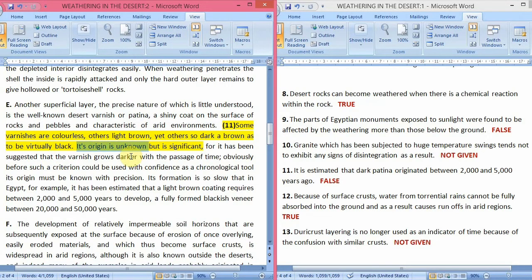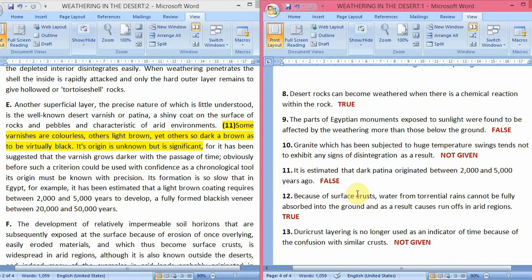So what they are saying is that the origin of these varnishes, the origin of these patinas, is unknown. So this is the reason why false is the answer of the 11th question, because in the question they are saying that it is estimated that dark patina originated between 2000 and 5000 years ago. But in the passage they are saying that nobody knows about the origin of these patinas. So how can they estimate in the question? So that is why the answer is false.